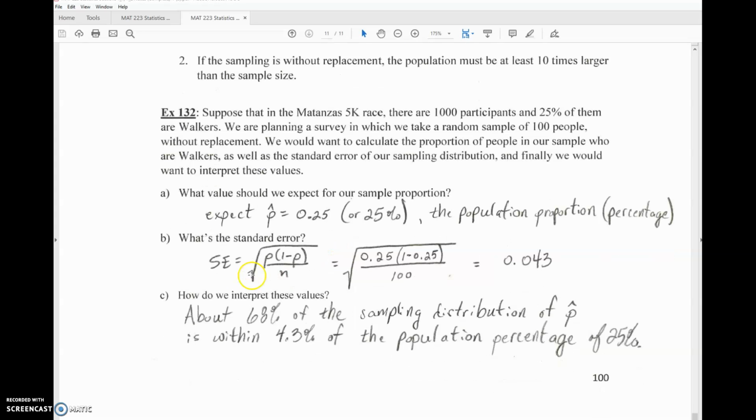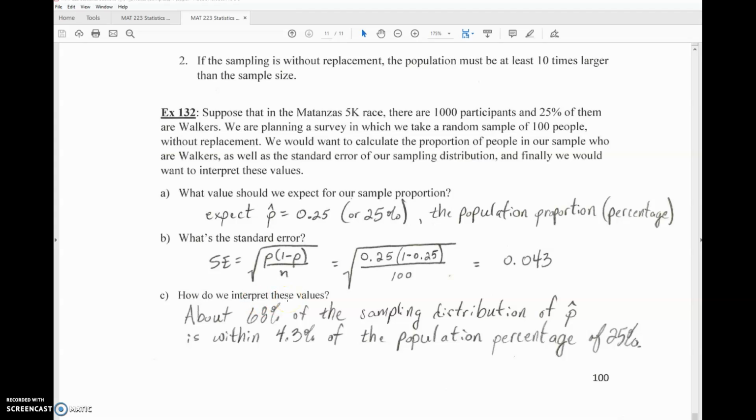Okay. What's the standard error? Well, since we know p, we're going to use that in our formula. So it's the square root of p times 1 minus p divided by n. So p is 0.25 times the quantity 1 minus 0.25, which is 0.75. If you can do it in your head quicker, you can do it that way. Divided by 100, the sample size. Take the square root of that, and I'm rounding that to 3 decimals right now. A lot of your homework asks you to do that, so I put it as 3 decimals, 0.043.